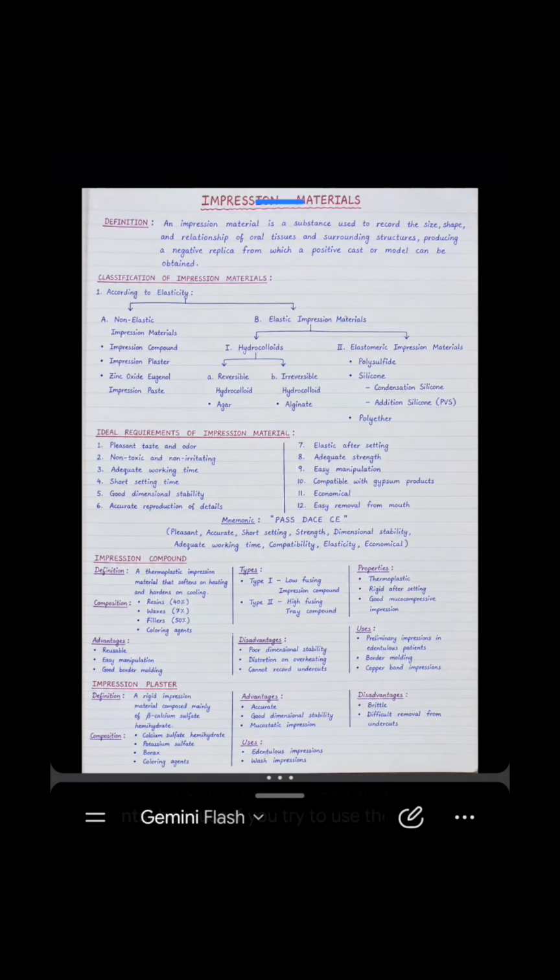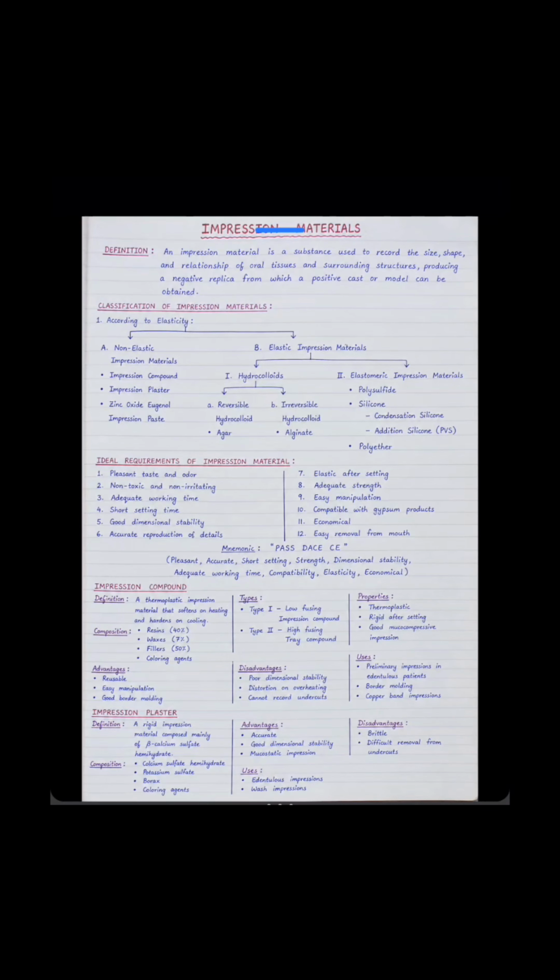Among the non-elastic impression materials, the first one is impression compound. And its definition: a thermoplastic material that softens when heated and hardens when cooled.